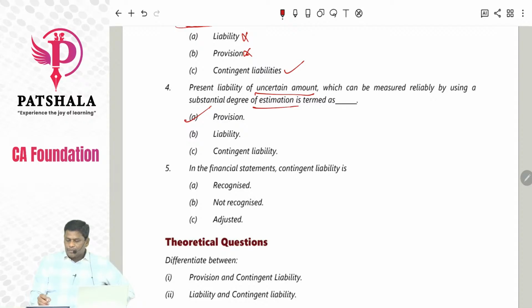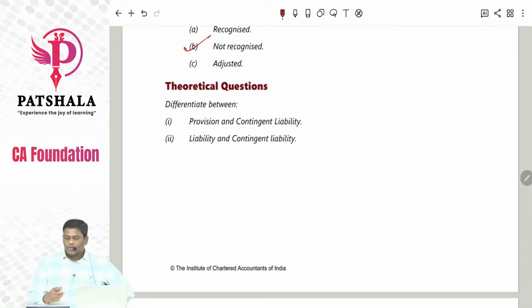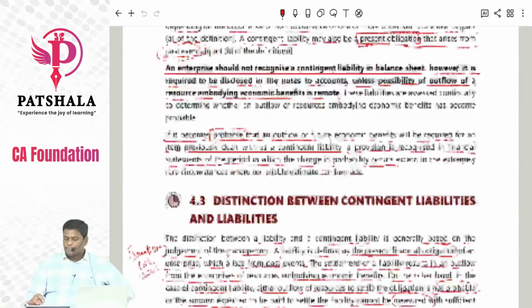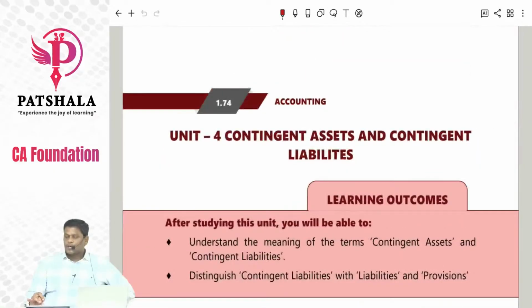In financial statements, a contingent liability is not recognized. Okay? They will ask theoretical questions: the difference between provision and liability and contingent liability. That's it. These are the theoretical aspects of this one small chapter or unit called contingent assets and liabilities. Tomorrow we'll do accounting policies. Clear? So 1:30, out. Take a break.